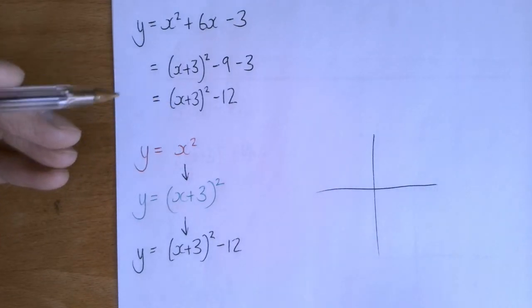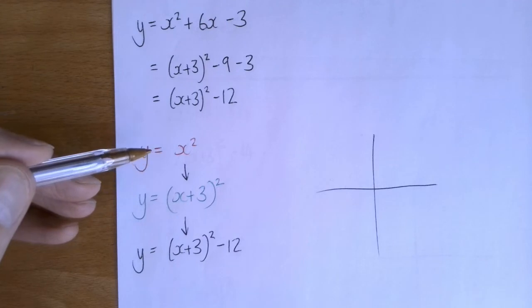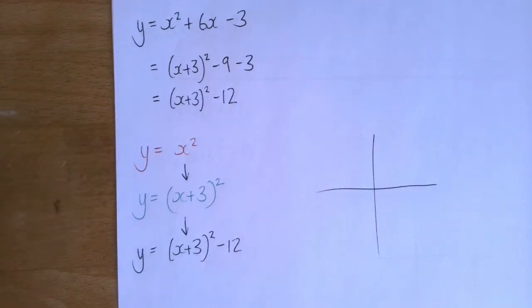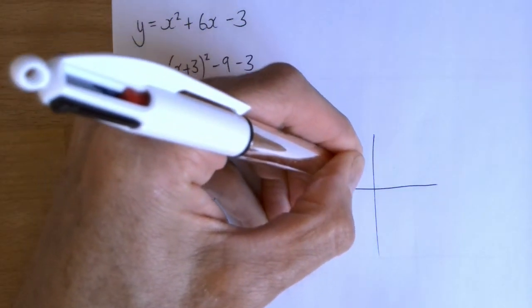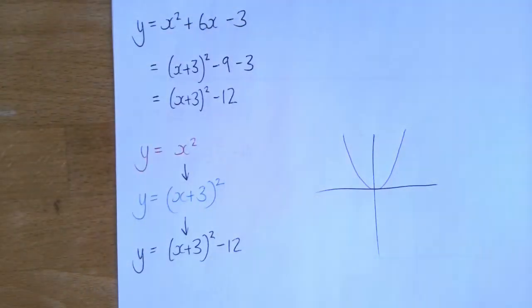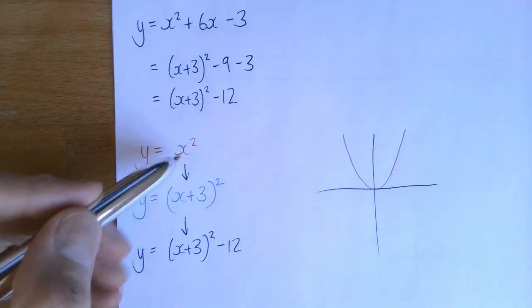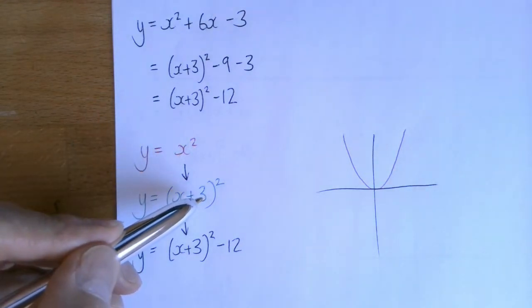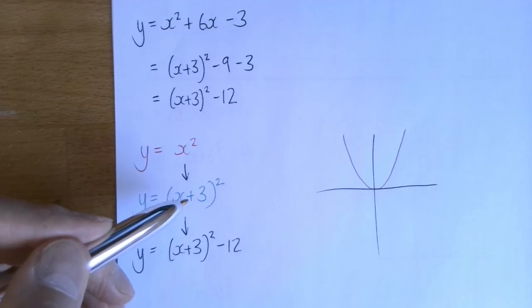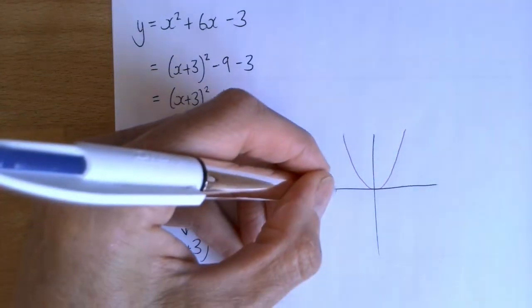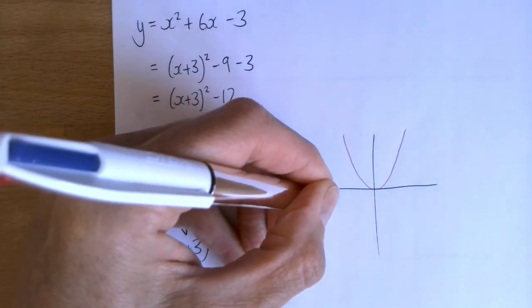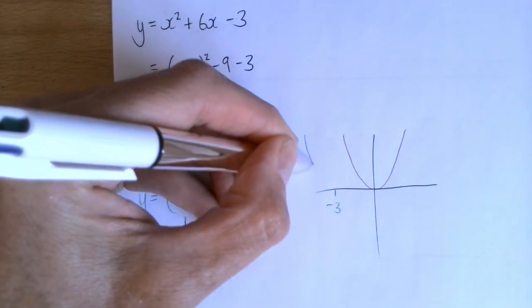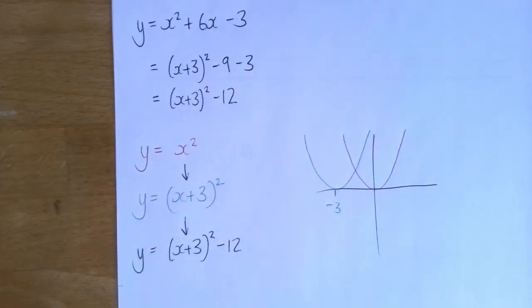I'm going to start with a function that I know how to sketch, and that is y equals x squared. Y equals x squared is nice and easy, looks like this. Hopefully you remember from GCSE that when you replace x with x plus 3, that translates the whole function 3 units in the negative x direction. So you end up with a function that looks like that.